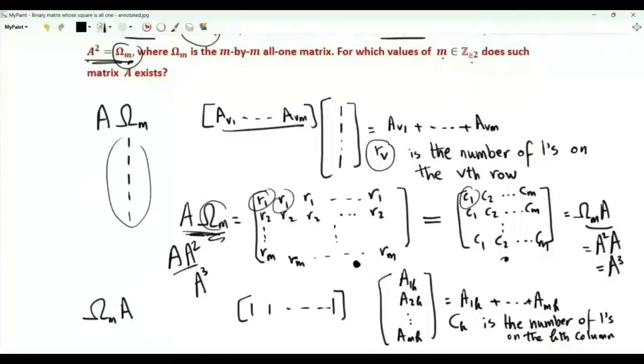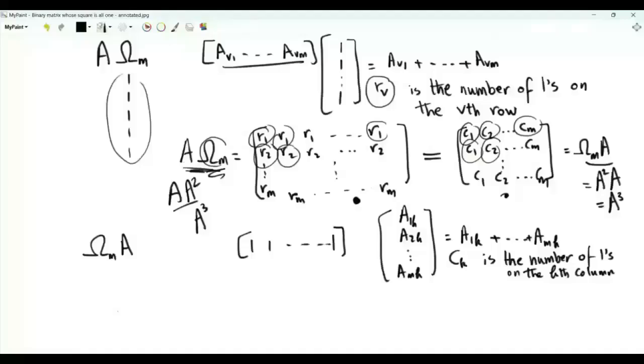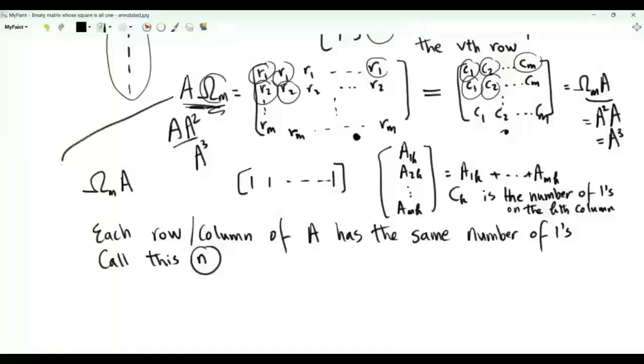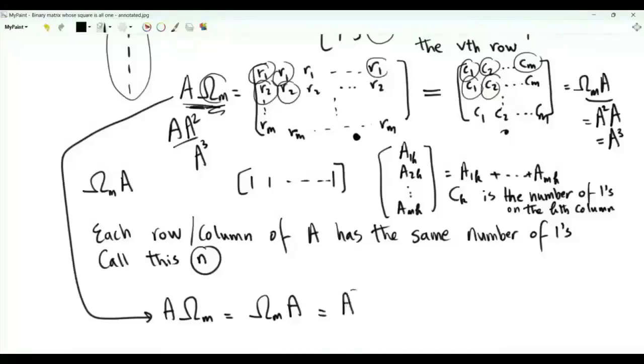R1 is equal to C1. R1 is equal to C2. R1 is equal to Cm. R2 is equal to C1. R2 is equal to C2, and so on. We conclude from here that each row and each column has the same number of ones. Let's denote this number of ones n. From here, we have that A omega m is equal to omega m A is equal to A cubed is equal to an m by m matrix, all elements of which are equal to n. This matrix can be written as n times the all-one matrix.